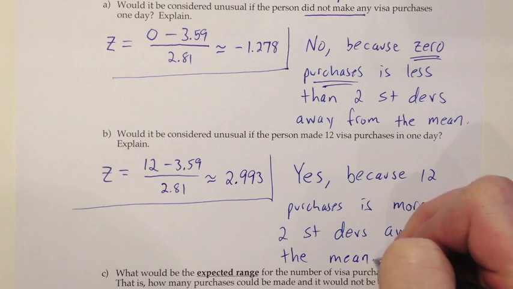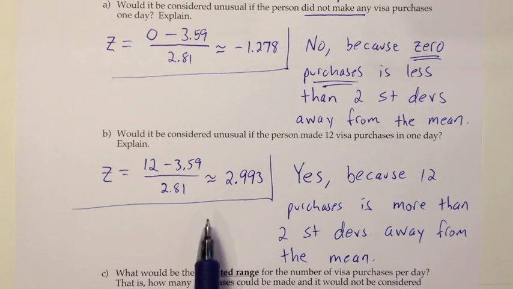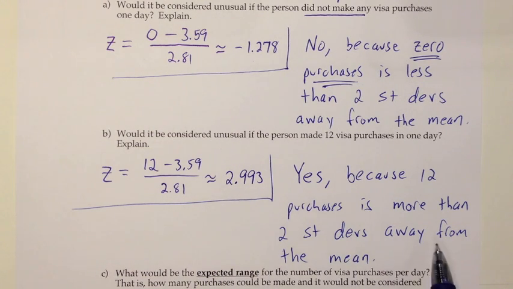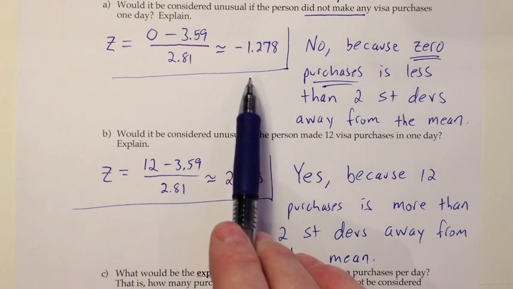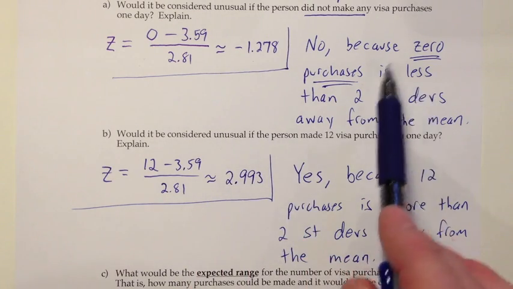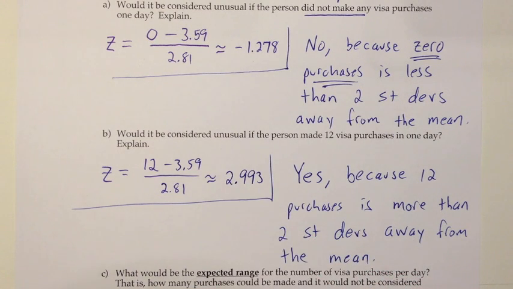Whether something is unusual or not has nothing to do with whether the z-score comes out positive or negative. It's about the overall distance. Is it bigger or smaller than 2? The positive, this one would be an unusually large number of purchases. If this had been unusual because it was negative, we would have said unusually low. This is a low number of purchases, but it's not unusually low.